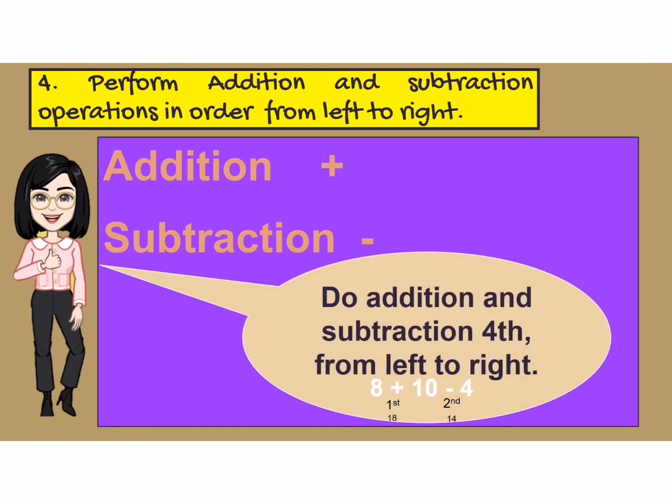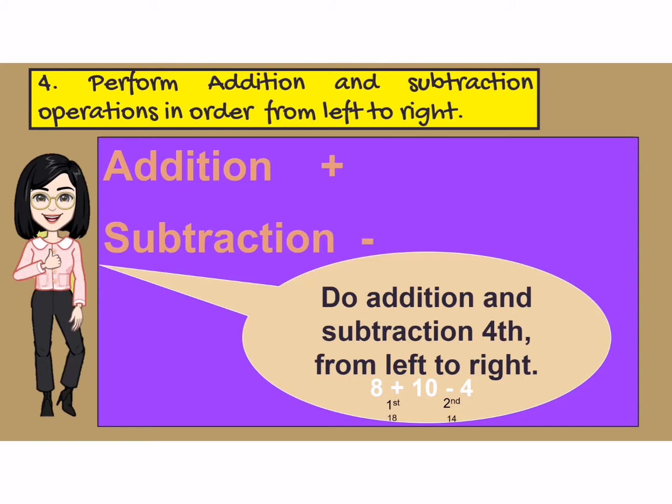The fourth and final rule is to perform addition and subtraction operations in order from left to right. In the given example, 8 plus 10 minus 4, which should be solved first, addition or subtraction? Good job, class! It should be addition, which is 8 plus 10 because the addition is on the left side. After which, once we find the sum of 8 plus 10, we can now subtract the remaining problem.